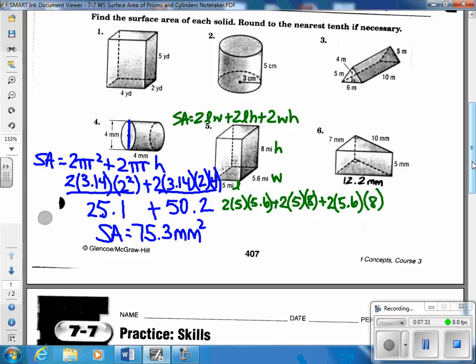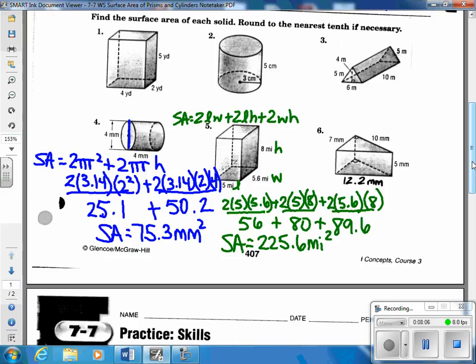This is a little bit of a longer formula when you first start plugging things in, but then it shortens very quickly. So you want to do your 3 sections of multiplying first and get those 3 numbers. When we multiply the first section, we get 56. When we multiply the second section, we get 80. And when you multiply the third section, you get 89.6. Now add those 3 together. So the surface area for number 5 is going to come out being 225.6 miles squared. All right, so that's what number 5 looks like.